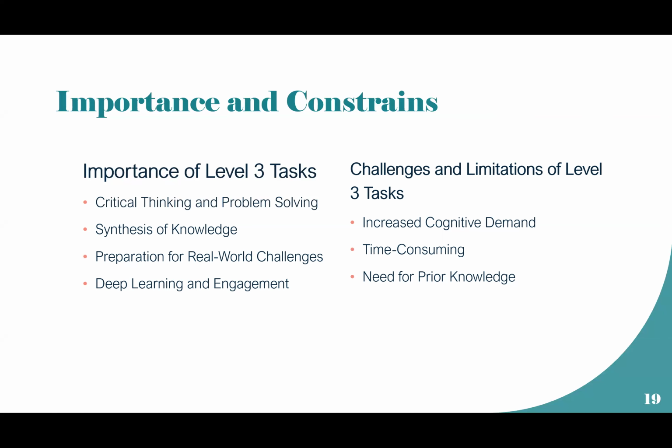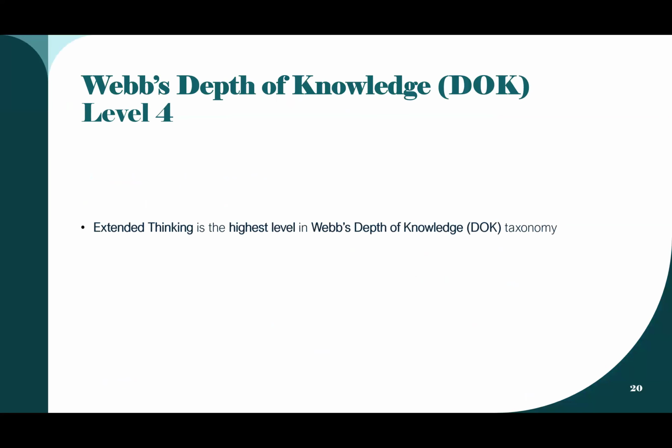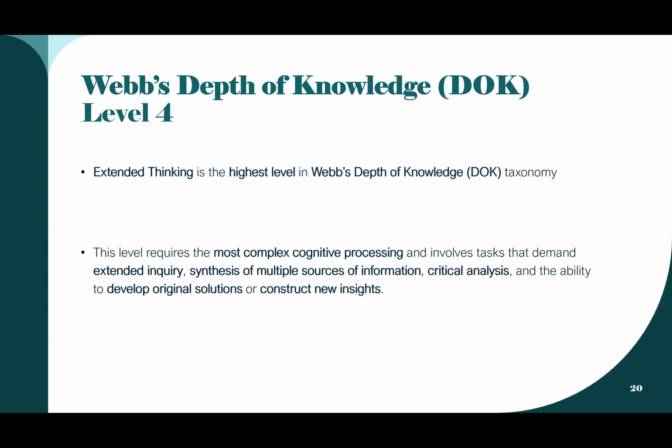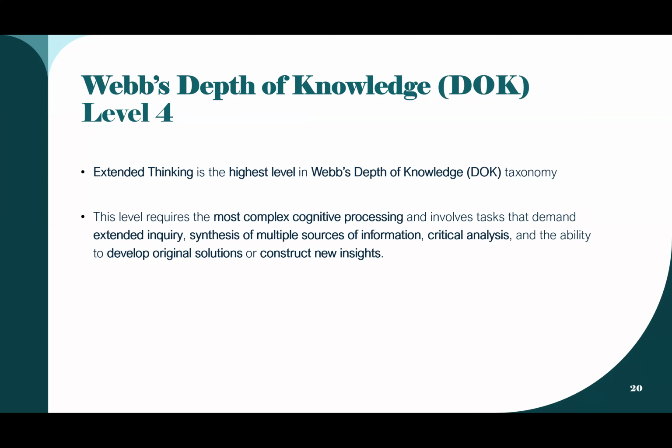Let's now move to level 4 in Webb's taxonomy. Level 4 is the highest level in Webb's depth of knowledge taxonomy. This level requires the most complex cognitive processing and involves tasks that demand extended inquiry, synthesis of multiple sources of information, critical analysis, and the ability to develop original solutions or construct new insights.